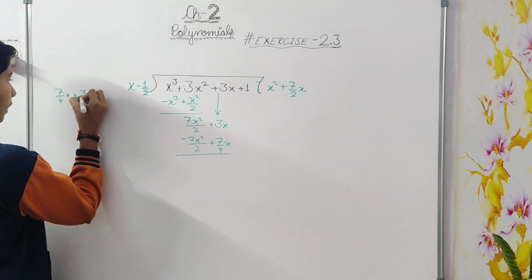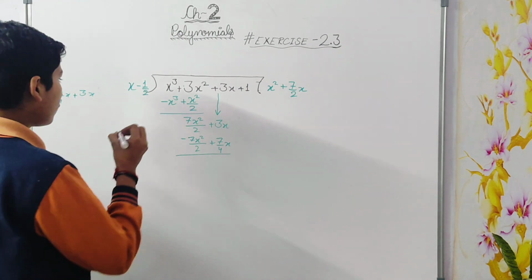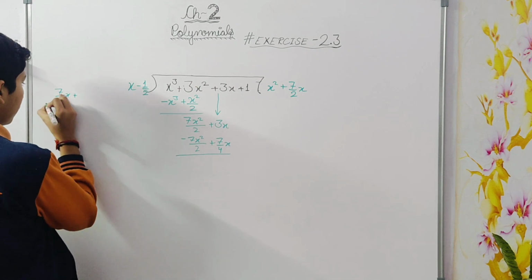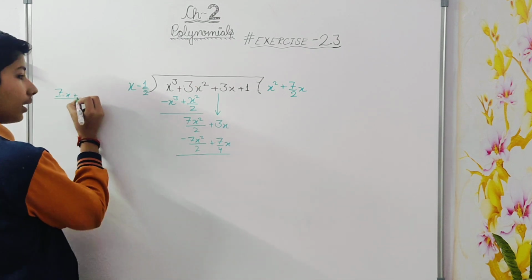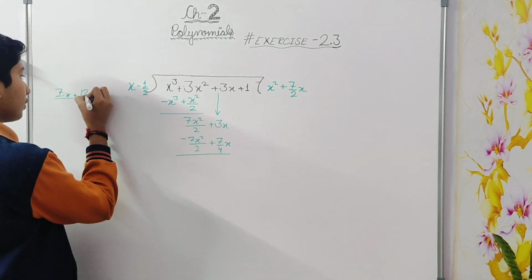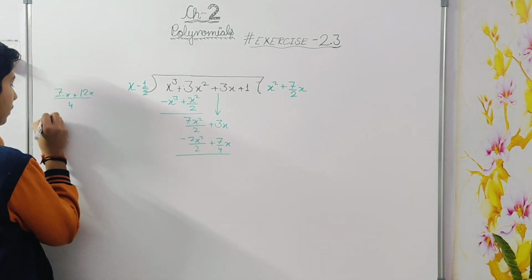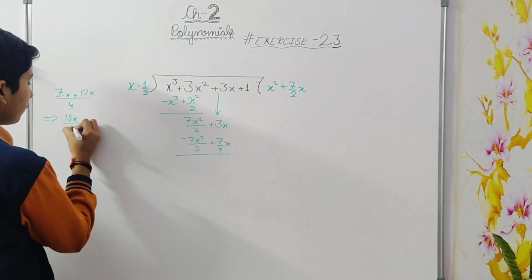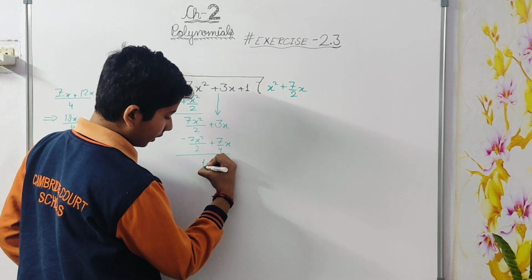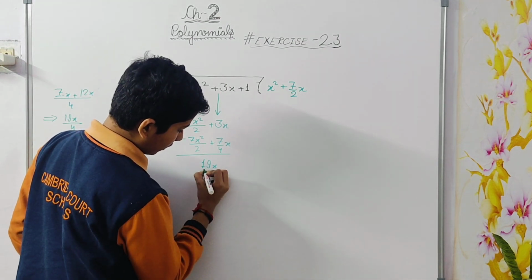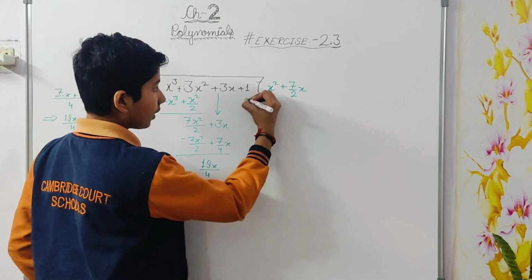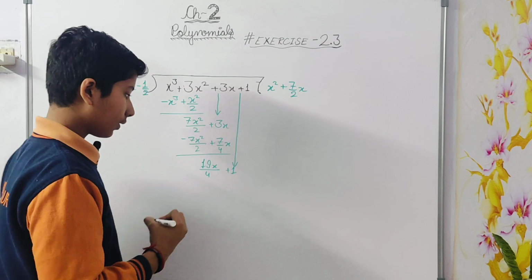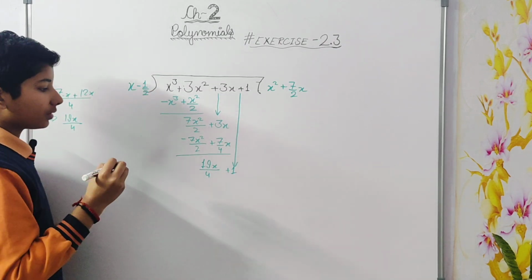3x can be written with LCM. Here 3 times 4 is 12, so 12x divided by 4, which makes 19x divided by 4. So we write 19x divided by 4, and this one will come here, plus 1. Again we'll keep doing it.